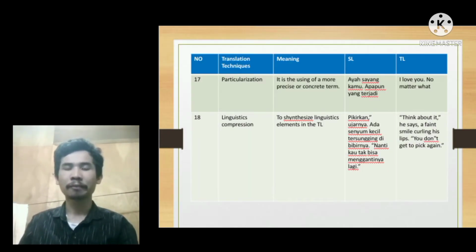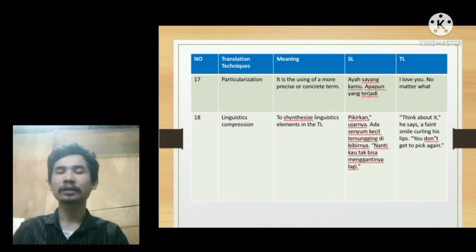And the next is particularization. It is the using of a more precise or concrete term. Example in source language is "ayah sayang kamu, apapun yang terjadi", and the target language is "I love you no matter what".